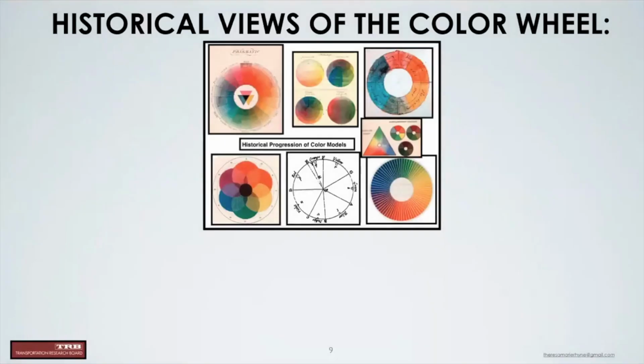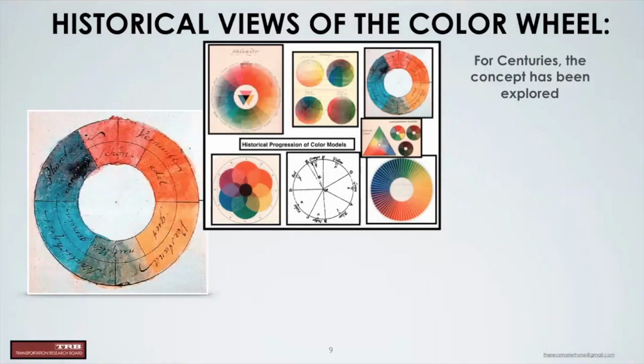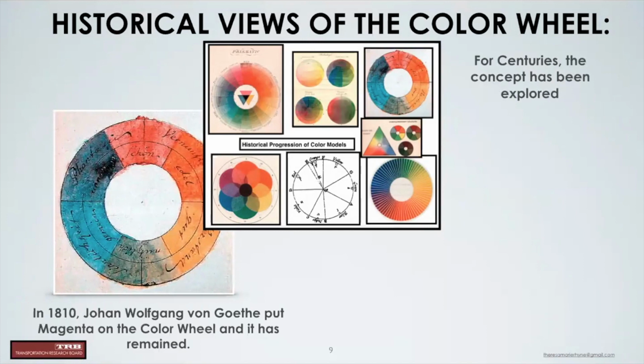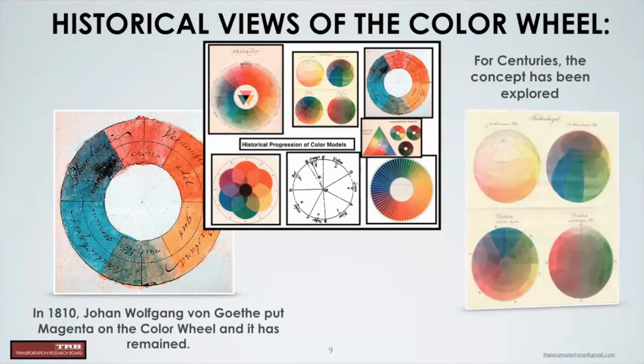For centuries, this guy named Goethe, in 1810, he challenged Newton in Germany. And in order for Goethe's work to survive, the British took out the challenges to Newton, but one thing Goethe did was he put magenta on the color wheel. So if you look at a color wheel today, it's violet, red, and the color in between is magenta. You know what I'm saying? Are you with me? So that's Goethe.